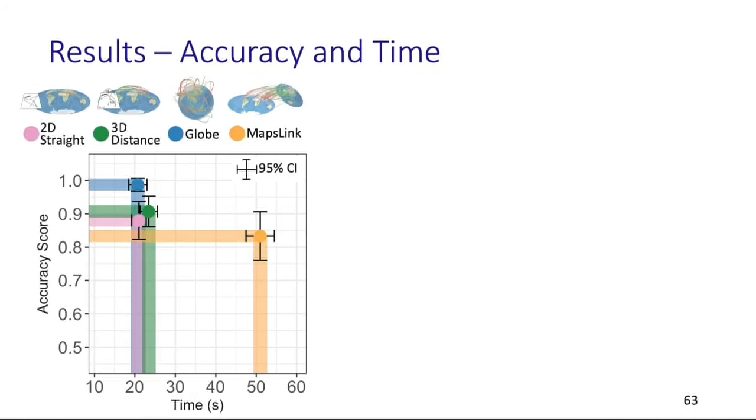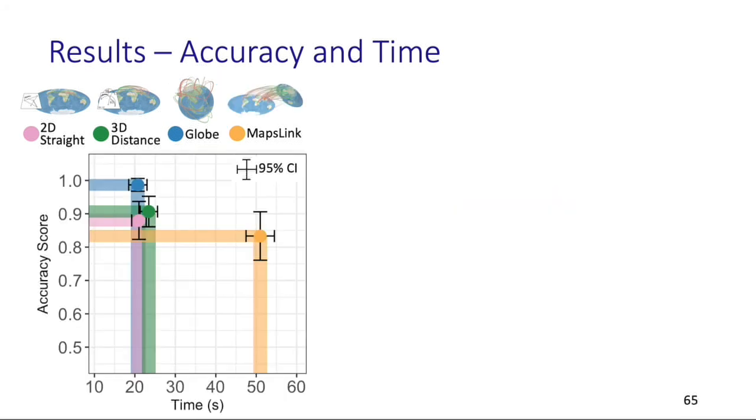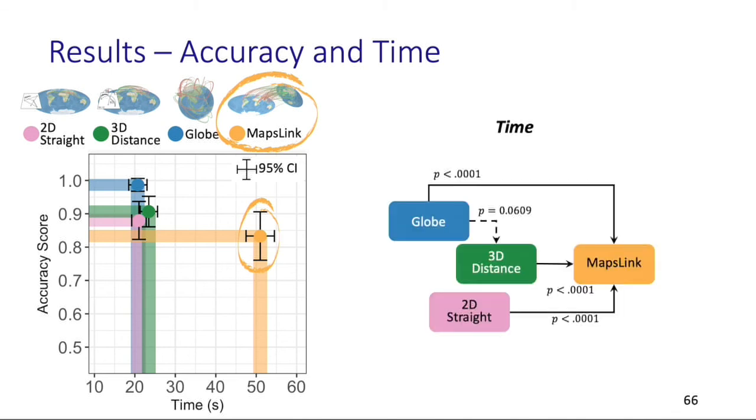Let's look at accuracy and time first. We can see the globe is a clear winner in accuracy. We found the globe is significantly more accurate than 2D straight and MapTrix. In terms of time, we can say MapTrix is obviously slower than the others. Statistical tests align with the results in the chart.